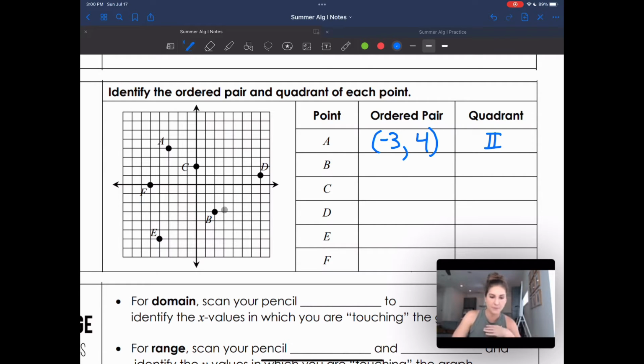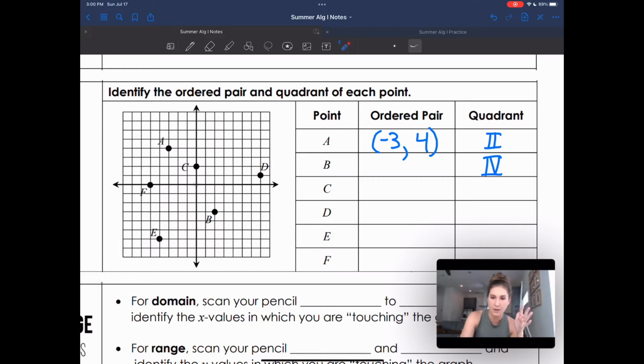So point B, we can see is down here. You know what? I would actually label the quadrant first. So this would obviously be in quadrant 4, right? If we start here, 1, 2, 3, 4. So I'm going to label the quadrant 4. And then let's go ahead and name this point here.